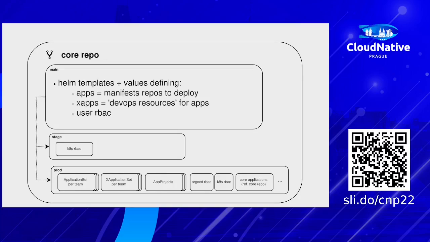And all those templates are then rendered and pushed to the environment branches, stage and prod. And as you may notice, maybe not, there are also core applications, which are just Argo CD applications referring to those two branches in our core repository. So to kick it off, you just deploy the core prod application, and everything gets spun up automatically.